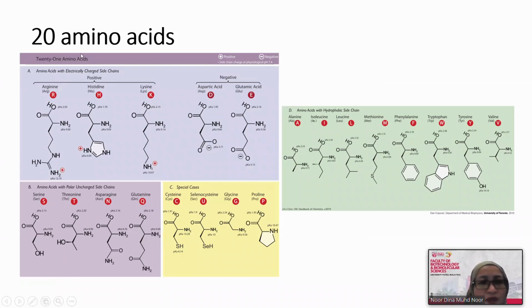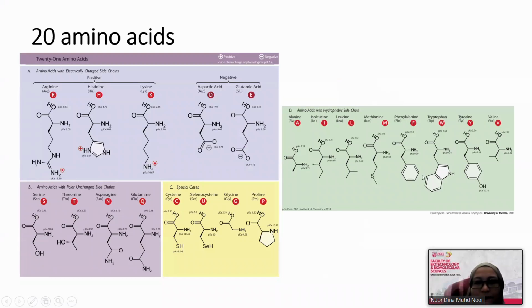Anyway, we have 20 amino acids. In these 20 amino acids, we have different categories: some are negatively charged amino acids, positively charged amino acids. And then we also have amino acids with polar uncharged side chains, which are the polar amino acids. And we have the hydrophobic side chains, many of them.